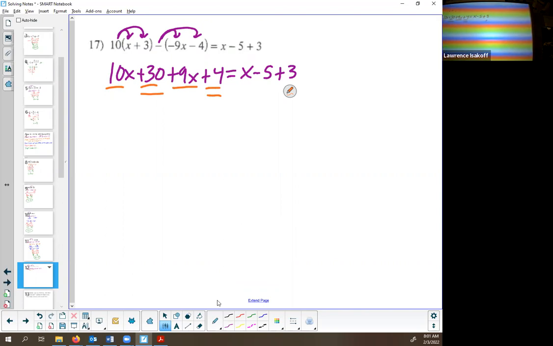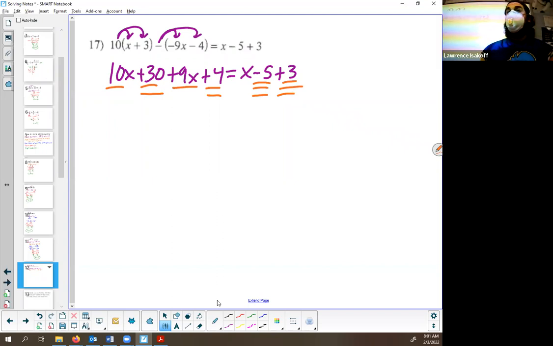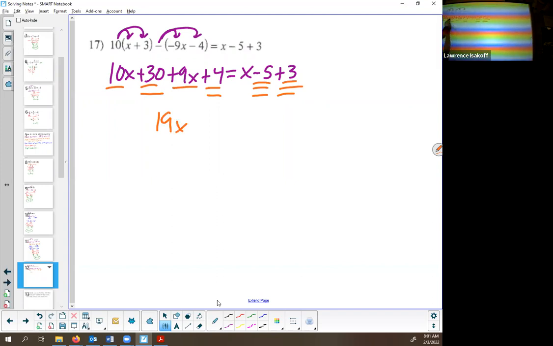So the whole numbers are also like terms. So that would make the -5 and 3 like terms over here, right? So I want to combine those as well. So we see a lot of like terms being combined here, right? 10 plus 9, that's going to be 19x. 30 plus 4, that's going to be plus 34, is equal to x minus 2.